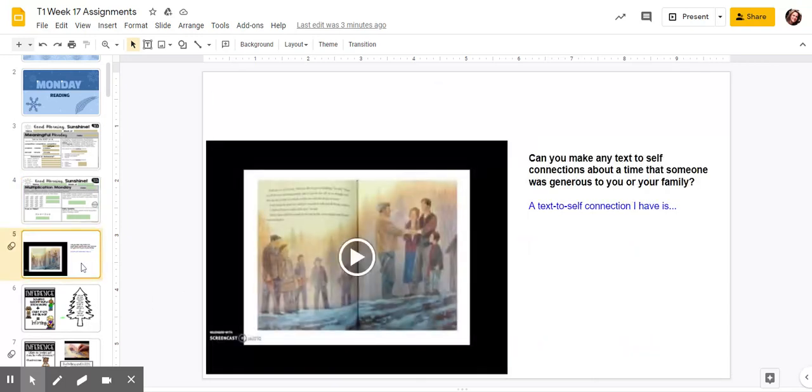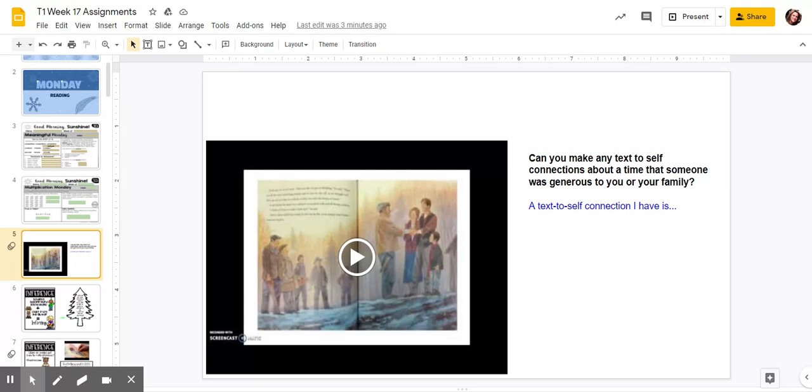This week we are listening to one of my favorite stories of all time, and it is called The Carpenter's Gift. So you're going to listen to The Carpenter's Gift, and you're going to make something called a text-to-self connection. So you're going to think about things that happen in the story, and if there's any connection to your life. So maybe somebody was generous to your family, and that could be the connection you have. Maybe you were the generous one and you helped another family. Or maybe you've given somebody something that was important to you.